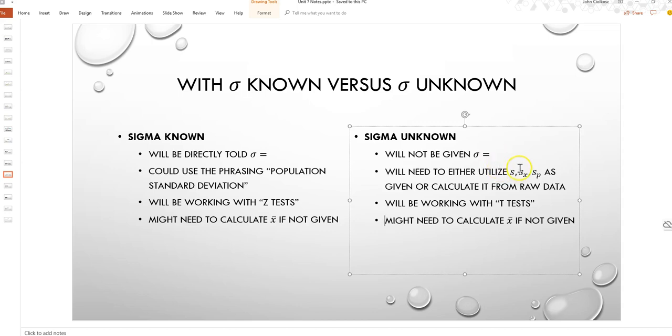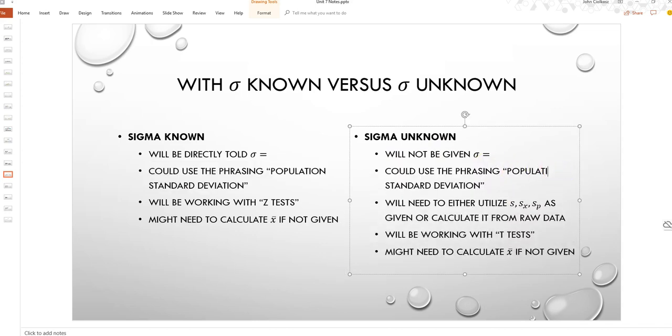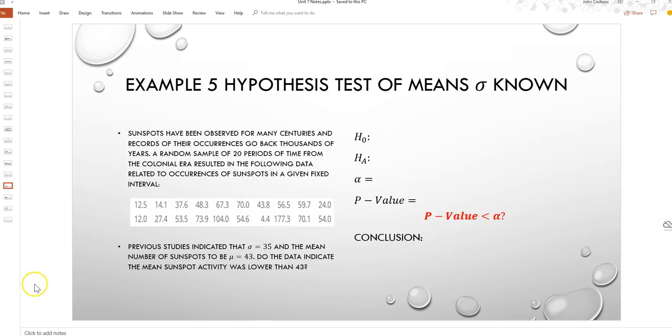You're going to utilize an S, S sub X, or S sub P, depending on the textbook and the phrasing, to signify it's a sample standard deviation. So again, the wording here would be sample standard deviation. Let's go ahead and throw that in here. Occasionally we might have to calculate it from the raw data as well, working with t-tests. And as always, we still may need to calculate the sample mean if we're not told. Okay, 4 more examples to go.